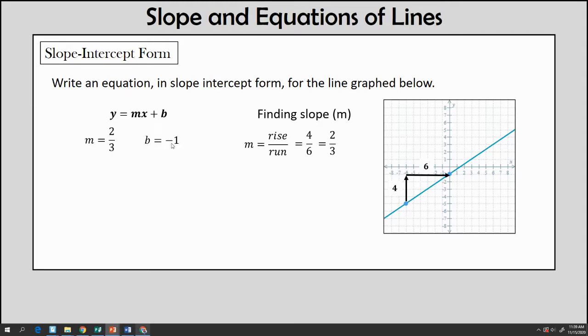Now I know my slope is 2/3. I know my y-intercept is negative 1. Those are the 2 things I need. Plug them in. Y equals 2/3 x minus 1. Done. This equation represents this line. Okay.